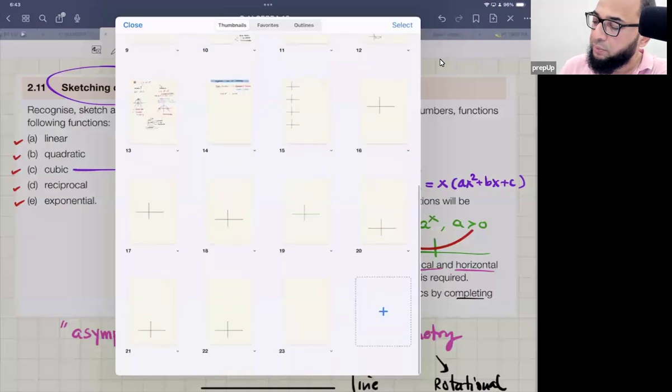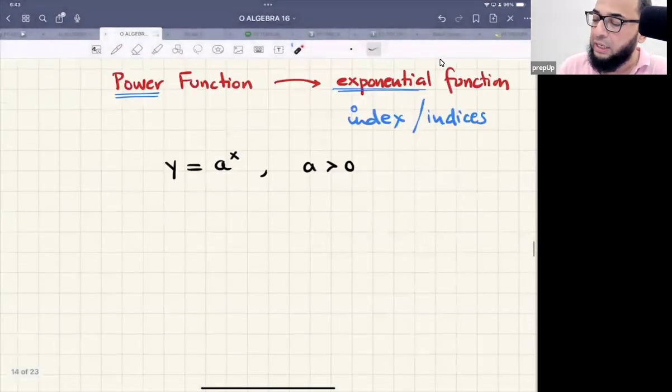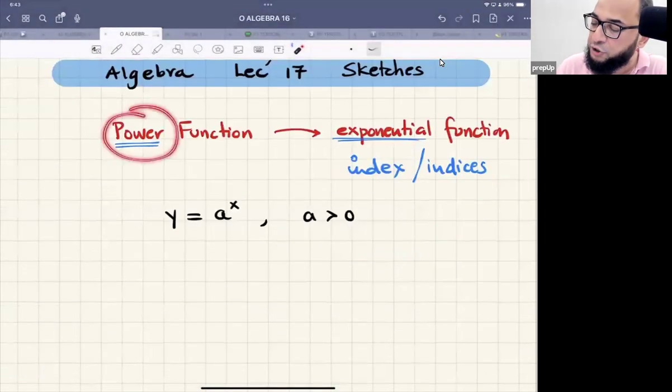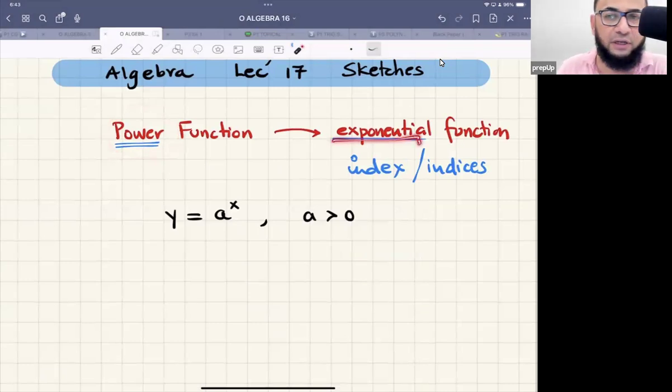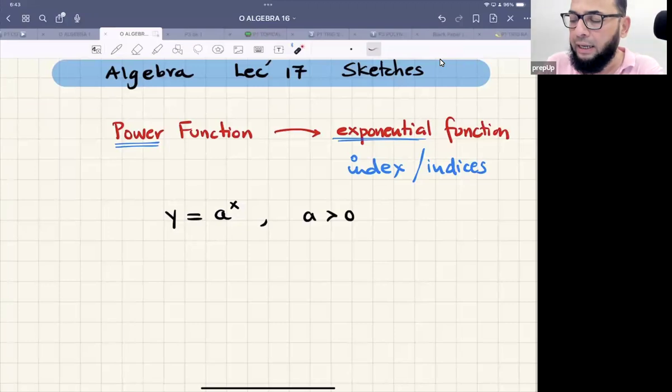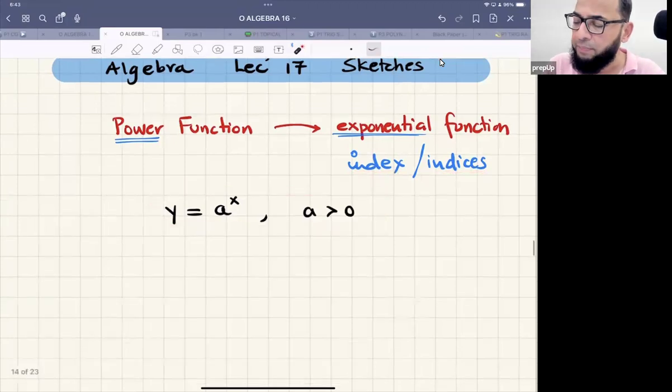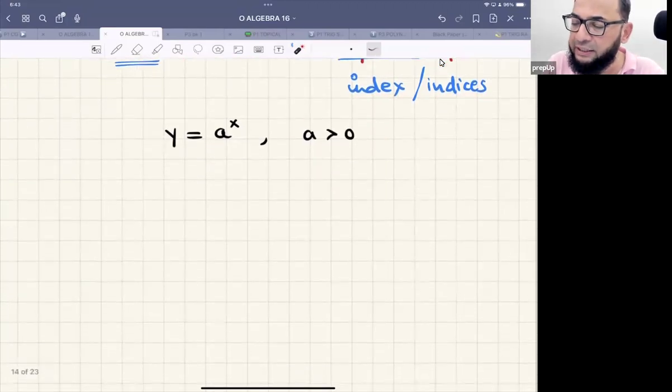So last time we talked about quadratics. This time we are talking about the power function, also known as the exponential function, because the word is exponent. That means index or indices. So that is what we are focusing on. So y equals a to the power x, where a is greater than 0.